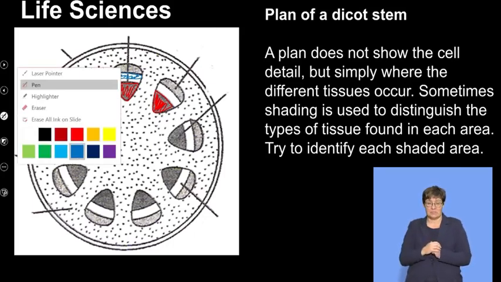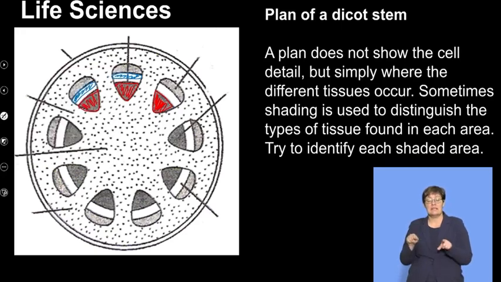Then we would also find the bundle cap of sclerenchyma. The last part of the vascular bundle is this area here between the xylem and the phloem, and that is where the cambium or meristematic tissue is found. So we've now looked at the detail of the vascular bundle. We're now going to look at some of the other parts that we can recognize.